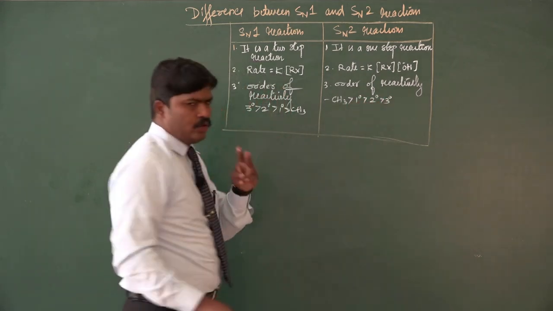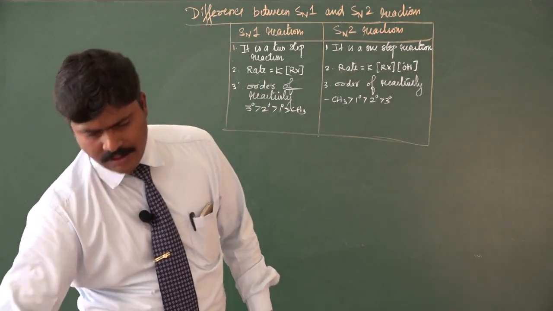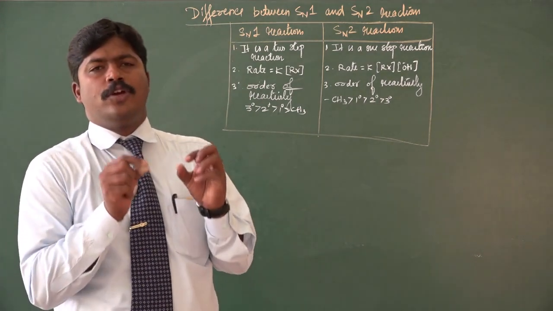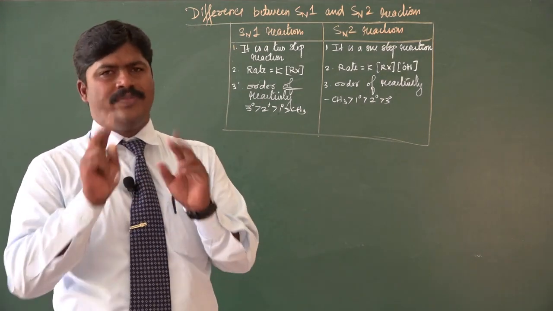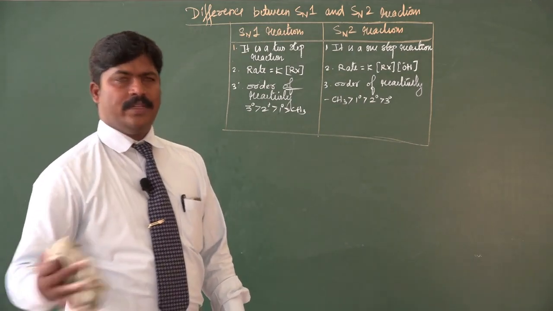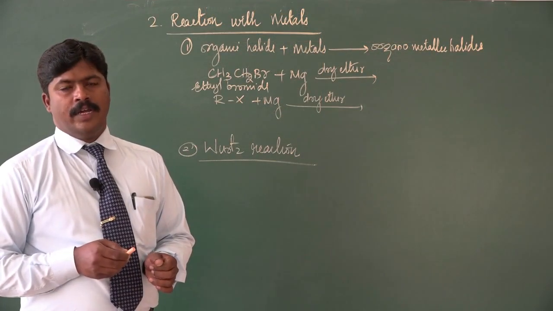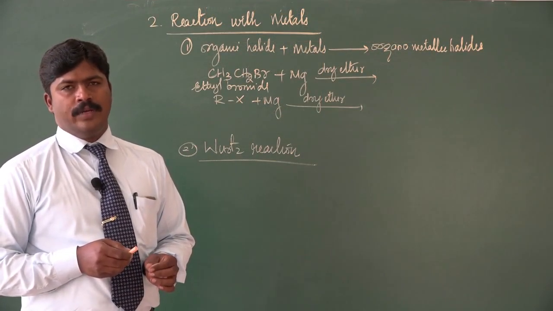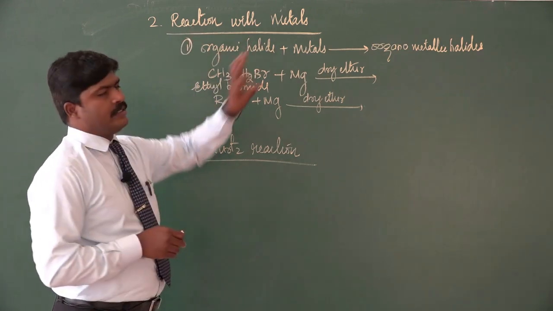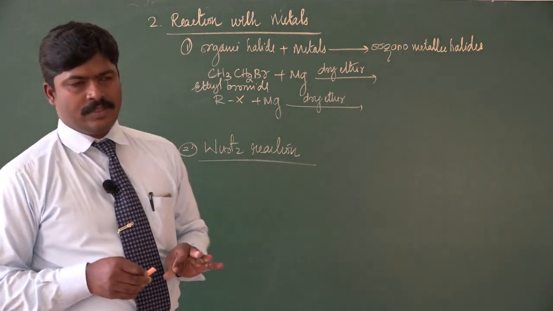Of course, two more differences I will discuss later, as we come across the optical and stereochemical aspects of these reactions. I need to explain that in detail, then only can I proceed further. So now we have learned the SN1 and SN2 mechanisms. Now we will come across the second type of reaction, the reaction with metals.